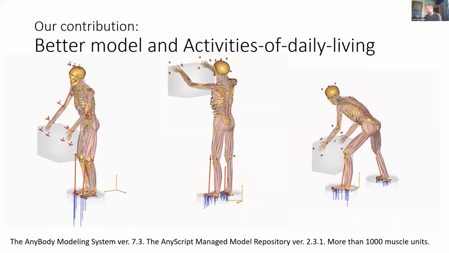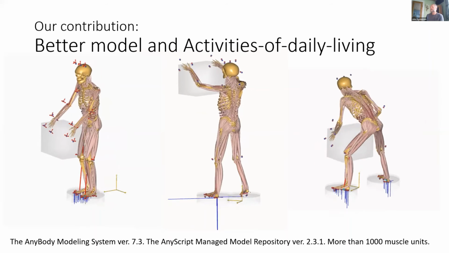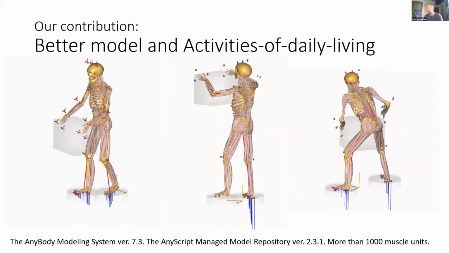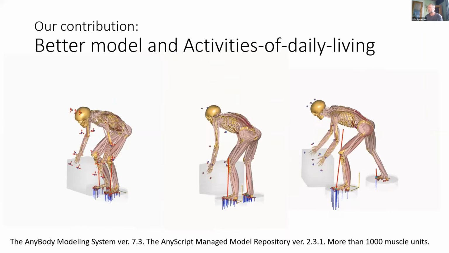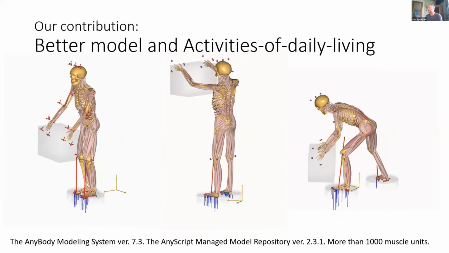For this investigation, we're using the AnyBody modeling system, and the model you see here has about 1,000 different individually activated muscle units, not all of them in the spine, of course, but it's a relatively detailed model.